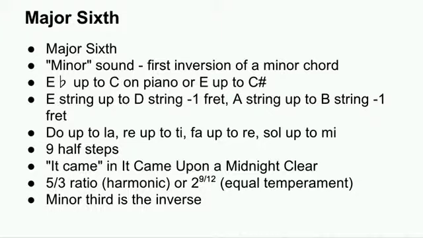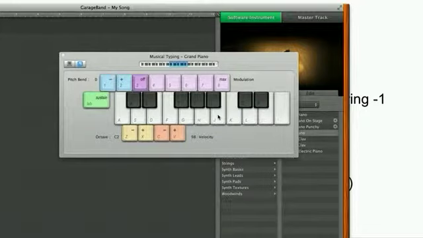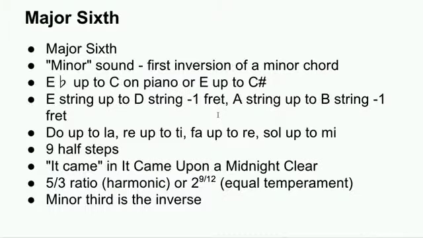The next interval is a major 6th, or 9 half steps. It is the inverse of a minor third. Again, it's got a minor sound because it's the inverse of a minor third. So if C up to E flat is a minor third, then a major 6th is going to be E flat up to C. On a piano, E flat up to C is a major 6th, or E up to a C sharp.